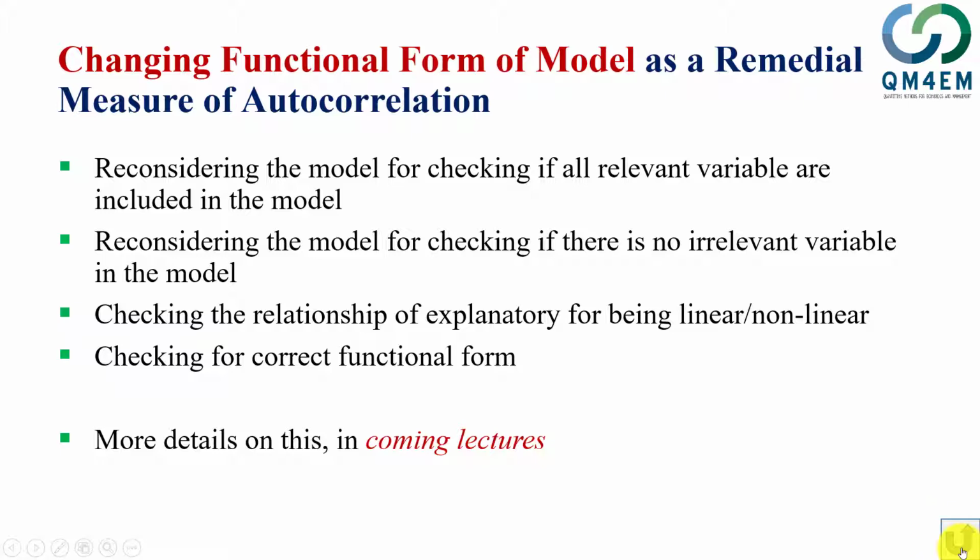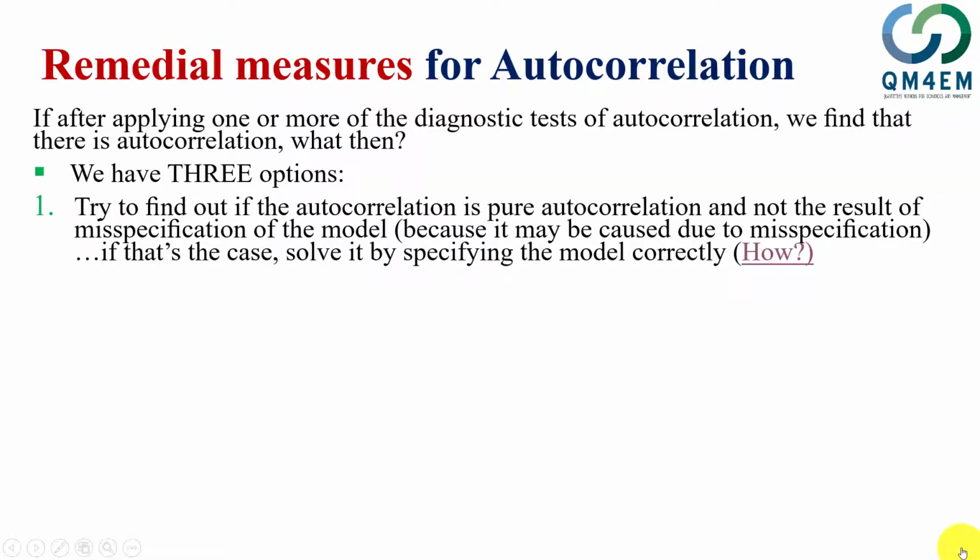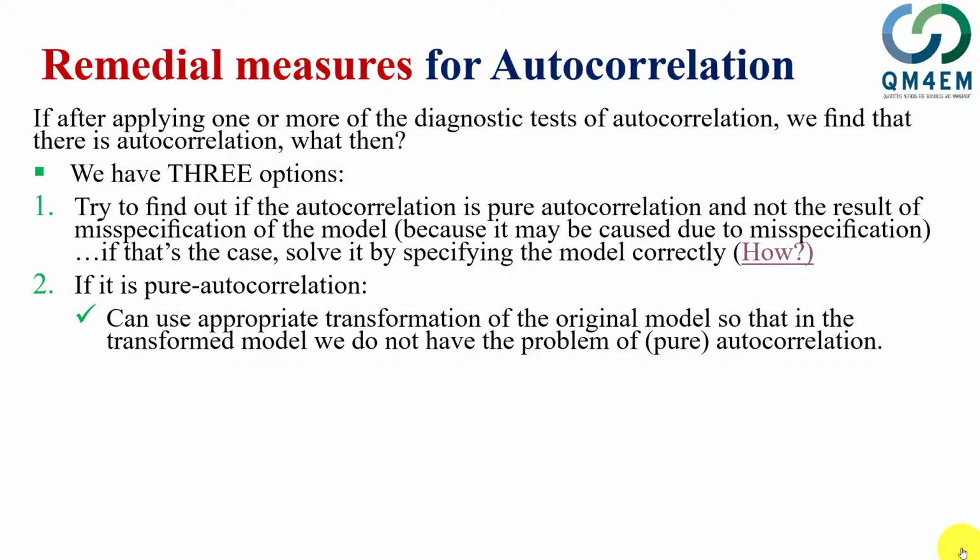So for the time being, I will leave this discussion inconclusive, just summarizing that if the autocorrelation is because of misspecification bias, you have to be sure of that, and if it is because of the misspecification of the model, you had better fix that. Once you are sure that your autocorrelation is not because of specification bias, then you are sure that it's a pure autocorrelation. Pure autocorrelation can be solved by transforming the original model, and that transformed model then no longer has the problem of autocorrelation. We're going to see how it works.